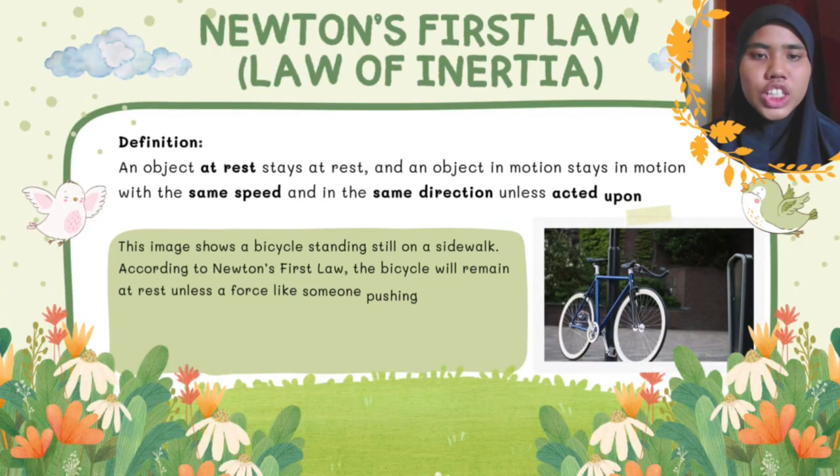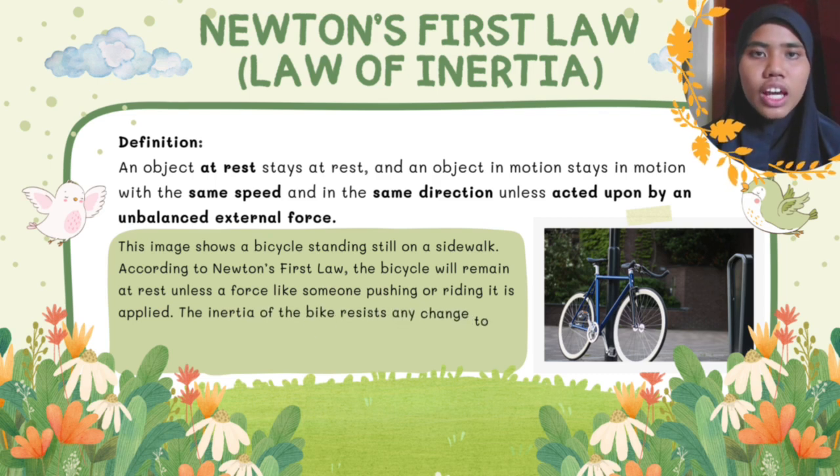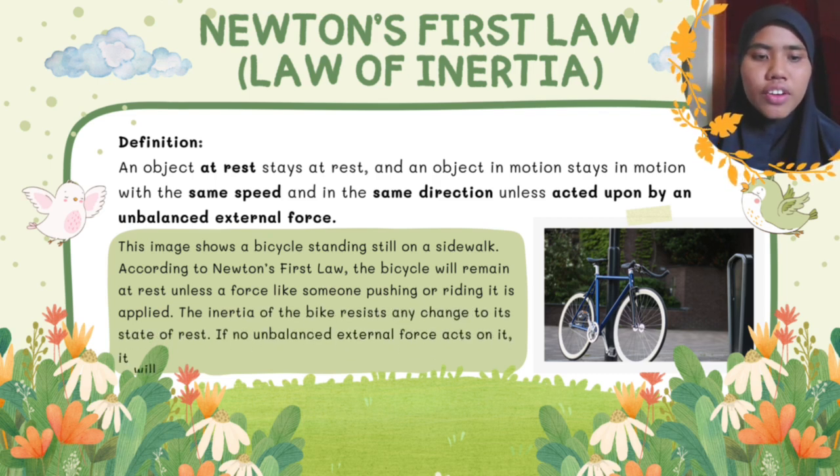First law, inertia. Definition: an object at rest stays at rest, and an object in motion stays in motion with the same speed and in the same direction unless acted upon by an unbalanced external force.